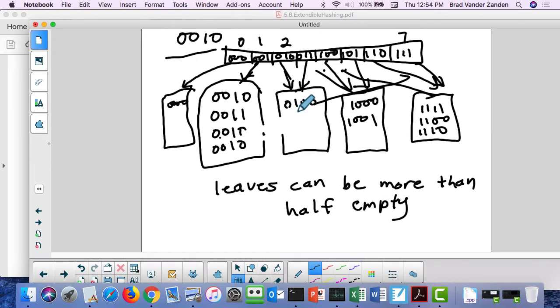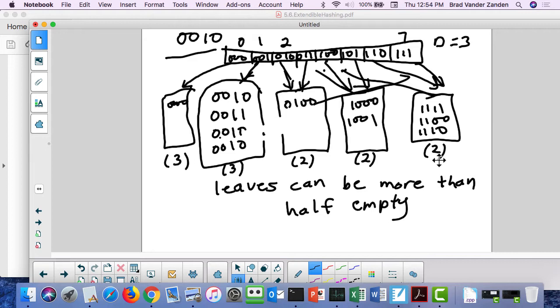Okay, so in the book, they distinguished between the number of bits being used in the directory, which was using 3 leading bits, and the bits being used in each leaf. So in this one, it was using 3. This one was using 3 leading bits. This leaf was using 2. This was using 2. And this was using 2.